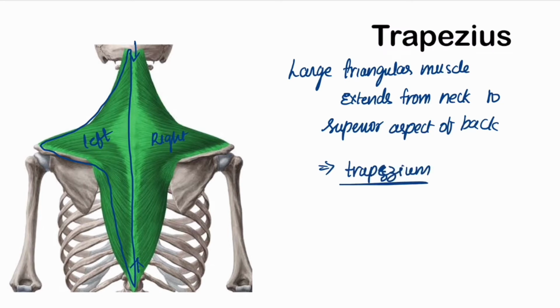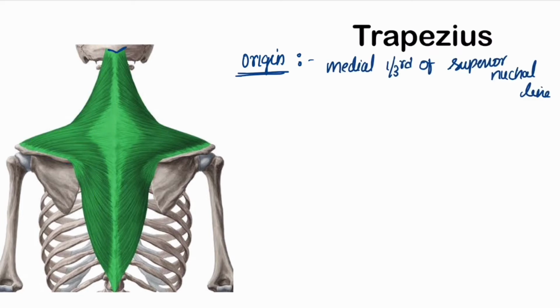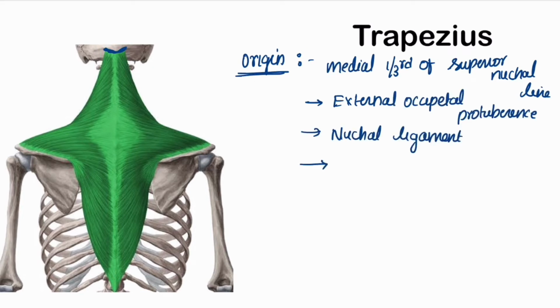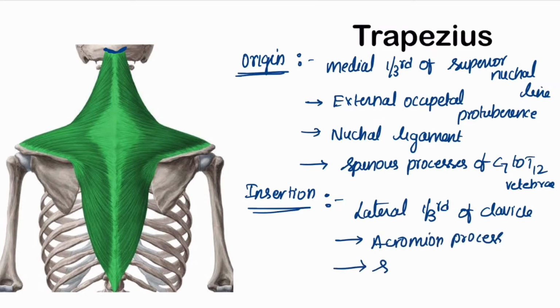Now let us look at the origin and insertion. It originates from the medial one-third of the superior nuchal line. This is the superior nuchal line here. And from the external occipital protuberance, and from the nuchal ligament, and from the spinous processes of C7 to T12 vertebrae. And now let us see the insertion. It inserts onto the lateral one-third of the clavicle and also to the acromion process and the spine of the scapula.